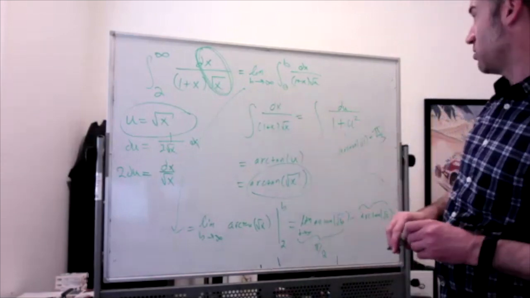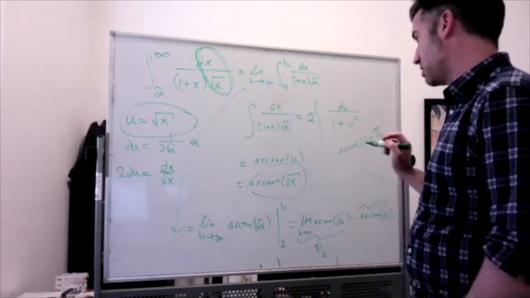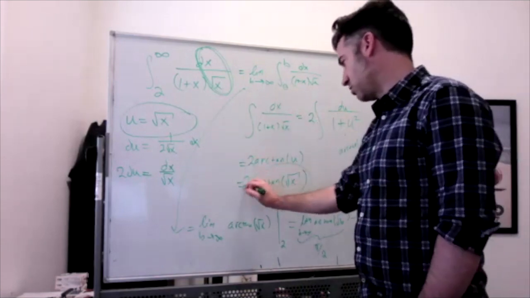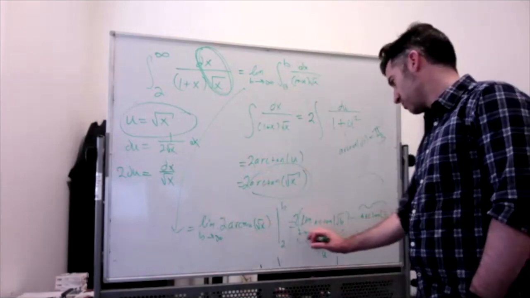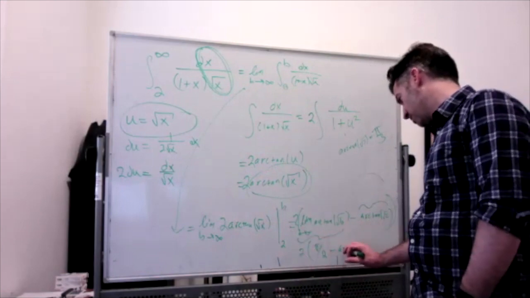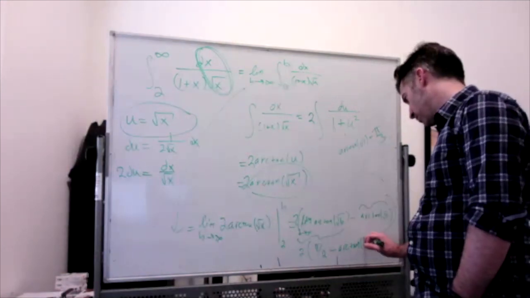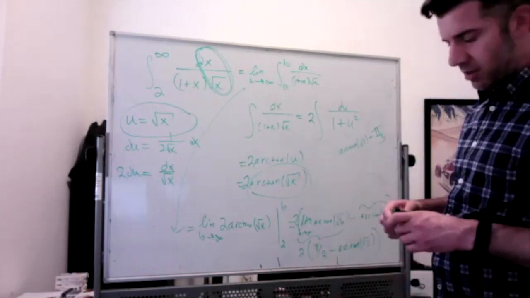Right? I lost my 2 along the way. So there should have been a 2 here. Apologies. So there should have been a 2 here, a 2 here, a 2 here, a 2 times all of this. So your final answer should be 2 times pi over 2 minus the arctangent of root 2. But the arctangent of root 2 still is not a nice number, so nothing you can do about that.